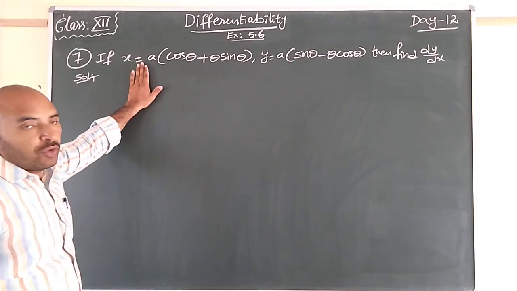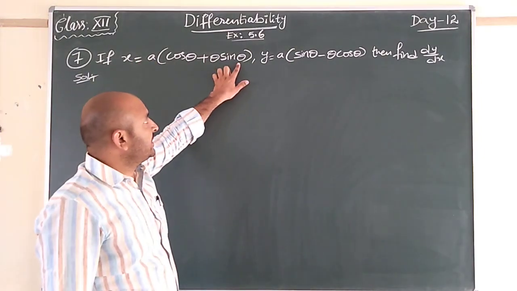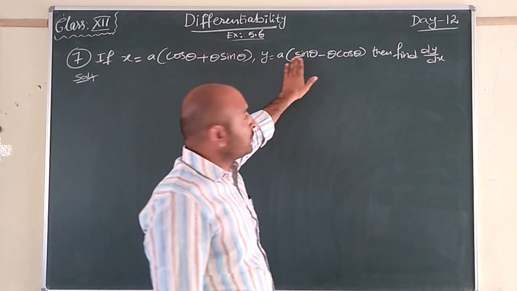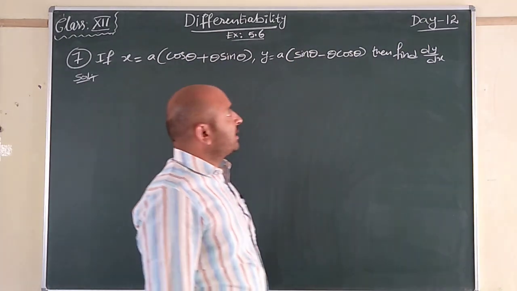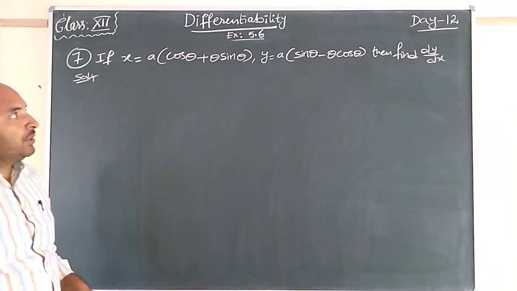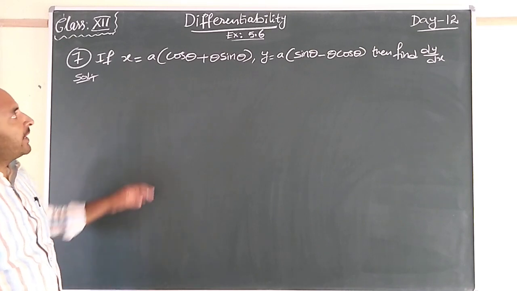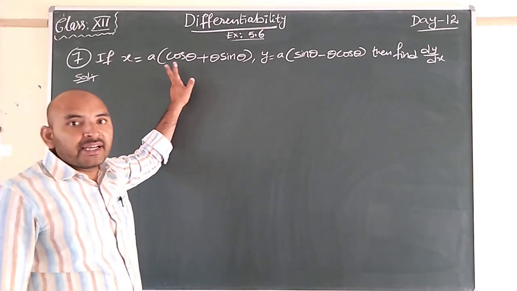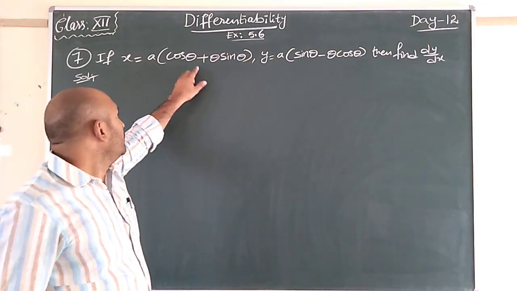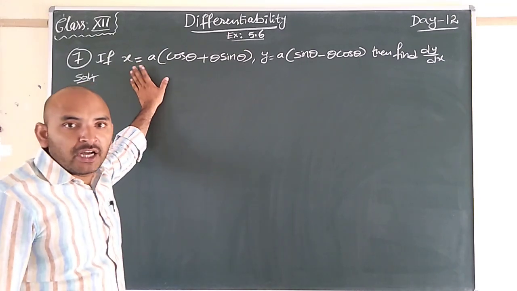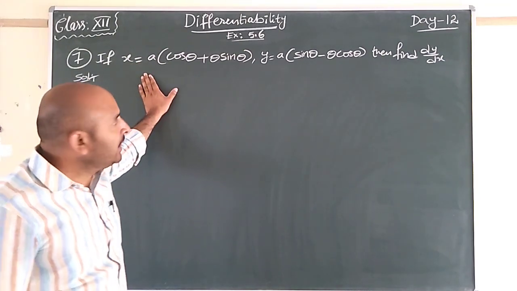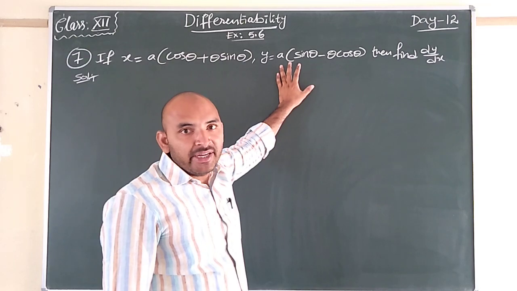Next, move on to question number 7. If x is equal to a into cos theta plus theta sin theta, y is equal to a into sin theta minus theta cos theta, then find dy by dx. So here the third parameter is what? Theta. Other than x and y, the third variable is theta. So differentiate with respect to theta on both sides. That means dx by d theta, and again for the second function, dy by d theta.